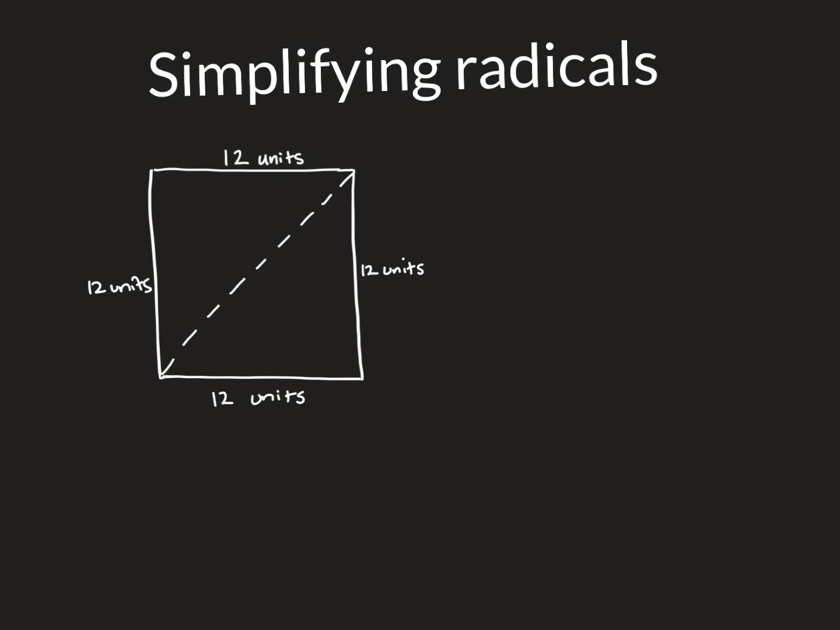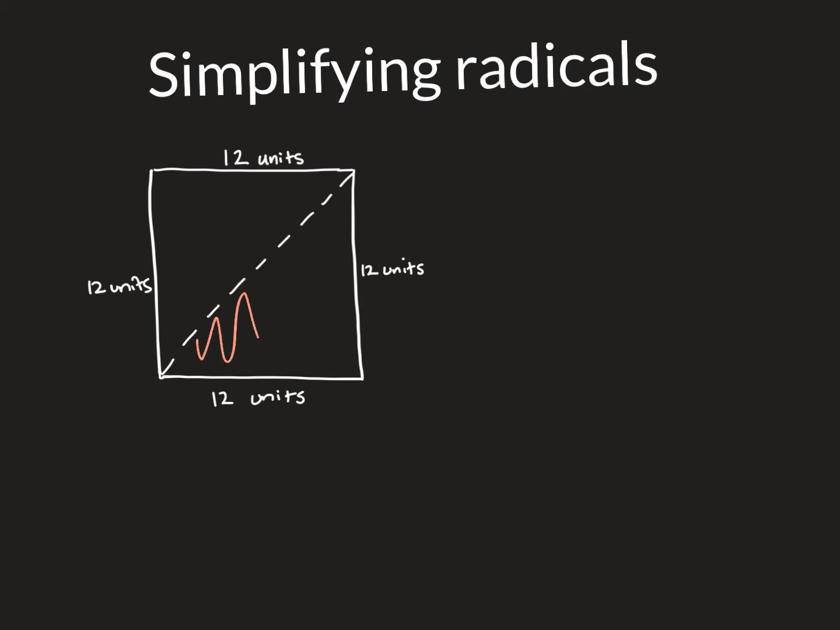Some practice here for how to simplify radicals. So what we have is a square that is 12 units by 12 units, and I'm going to try to figure out what the distance is on this diagonal. I'm going to use the Pythagorean theorem for that.